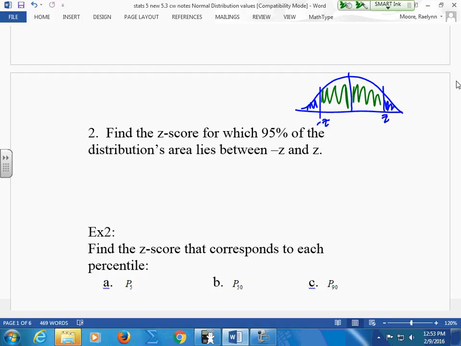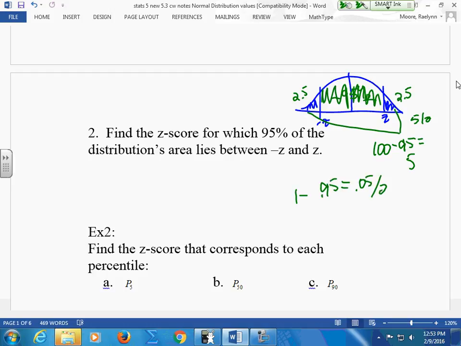Right? Yeah. So if 95% sits here in the middle, what's left over for these two ends? What's 100 minus 95? 5%. These two pieces have to add up to 5%. So if I took 5 and divided it by 2, this is 2.5, this is 2.5. If I said 95 with a decimal, and I said 0.05, and I divided by 2, 0.025, 0.025. This is a percent, this was a decimal.